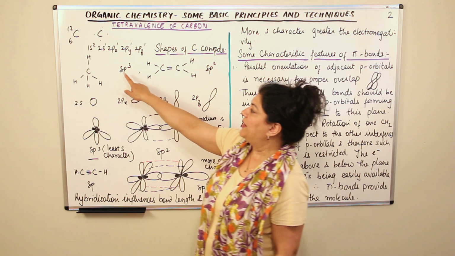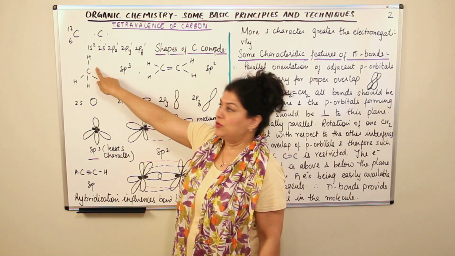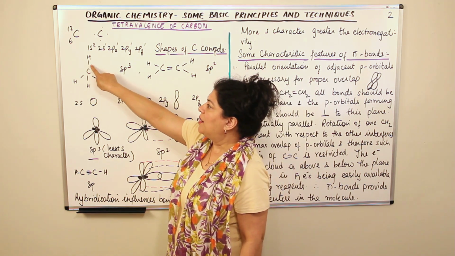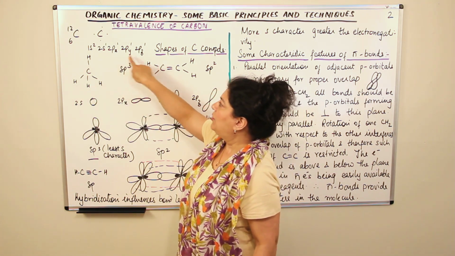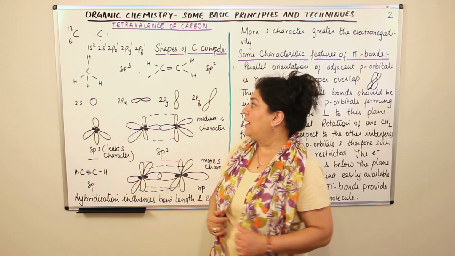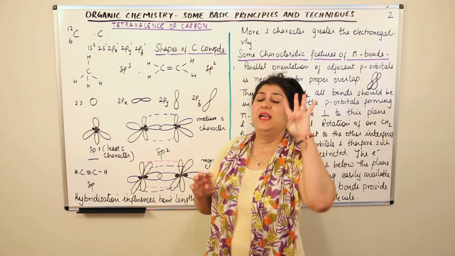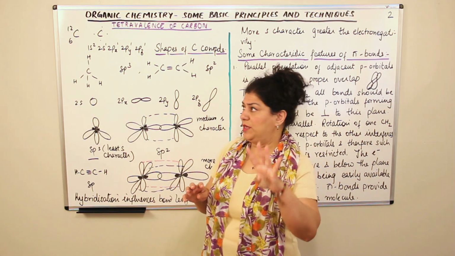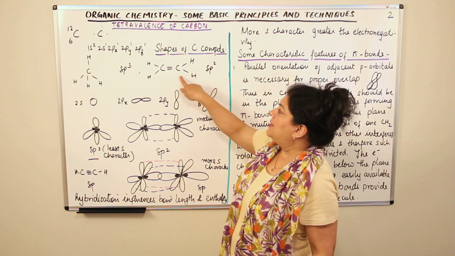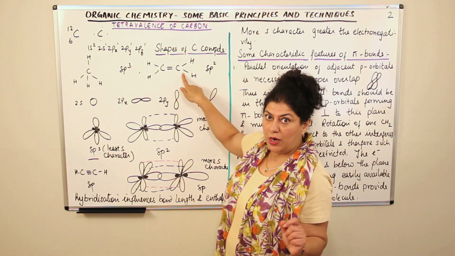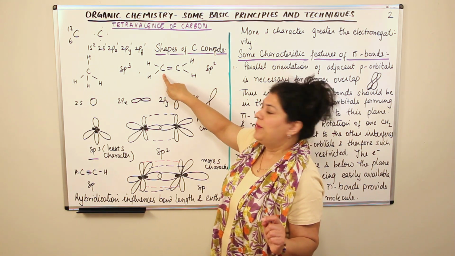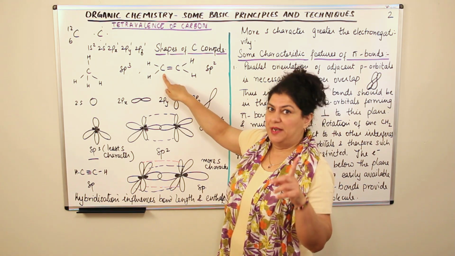Methane is an example of an sp3 hybridized compound. So methane has one carbon and 4 hydrogens. It means the s and all the 3 p orbitals are involved in hybridization. You get 4 equivalent hybrid orbitals. In C2H4, that is ethene, there is a double bond between the 2 carbon atoms, and each carbon is undergoing sp2 hybridization.